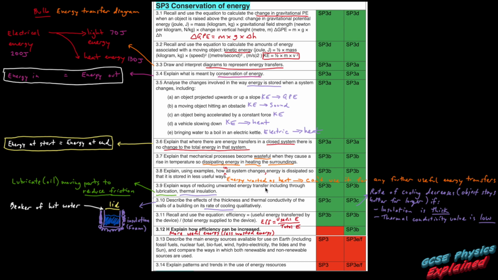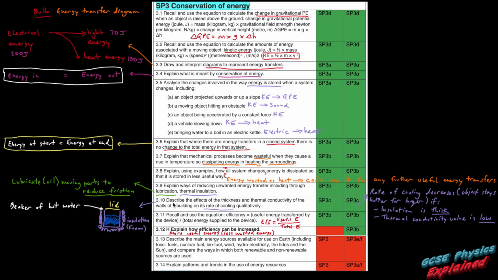Explain ways of reducing unwanted energy transfer, including through lubrication or thermal insulation. So we often lose energy as heat because things rub together. If we lubricate or use some oil on the moving parts, that will reduce the friction and therefore reduce energy loss caused by heat. Thermal insulation, well, if you've got some water that's hot, that energy is going to dissipate to the surroundings, unless, of course, we put some insulation around it and maybe even a lid on the top.